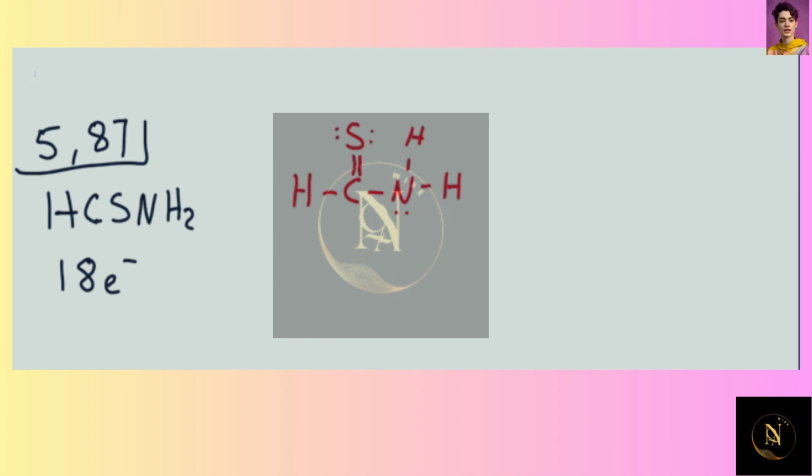So if we go through and check formal charges, we see that everything is 0. So this is the correct structure for our molecule. And so now what we need to do is assign each bond as polar or nonpolar.